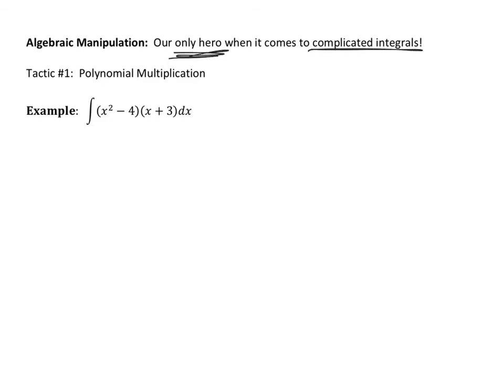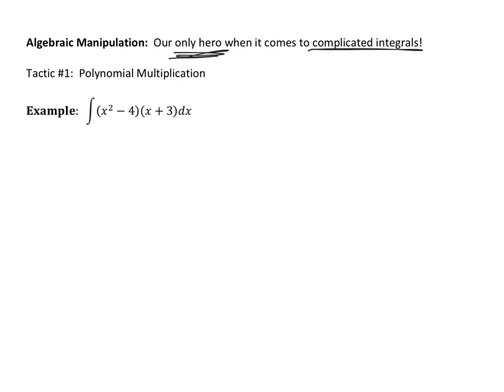Okay, so technique number one, polynomial multiplication. You might encounter an integral where you have two polynomials that are multiplied together. And right now I can't do this integral. You can't just do the integral of these four pieces and then say, yay, I'm done. There is no product rule for integration. Okay, if that was a plus in between, sure, no problem, but it's not.